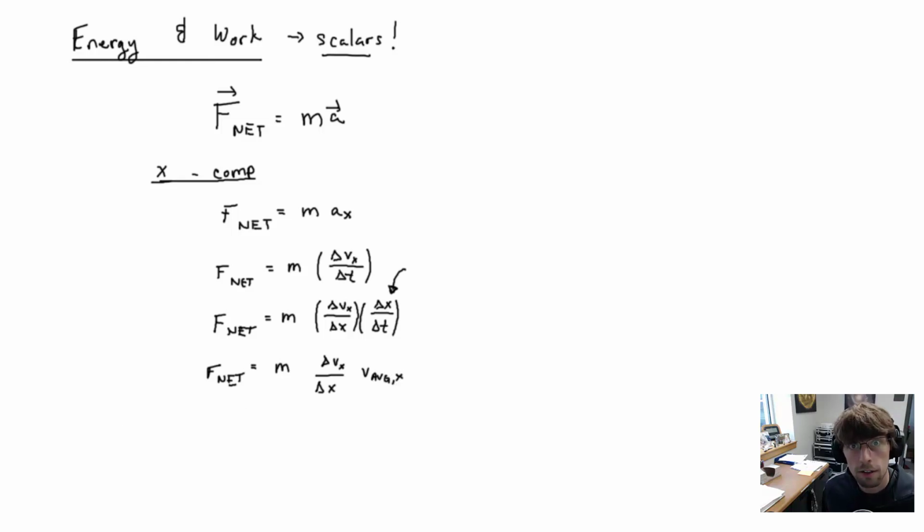But wait, there's more. Now I'm going to substitute in values for delta v and v average. I'll also move the delta x to the other side for convenience. So I have F net delta x equals my mass times the change in, so I have my final minus my initial, and then my v average is final plus initial, all divided by 2.